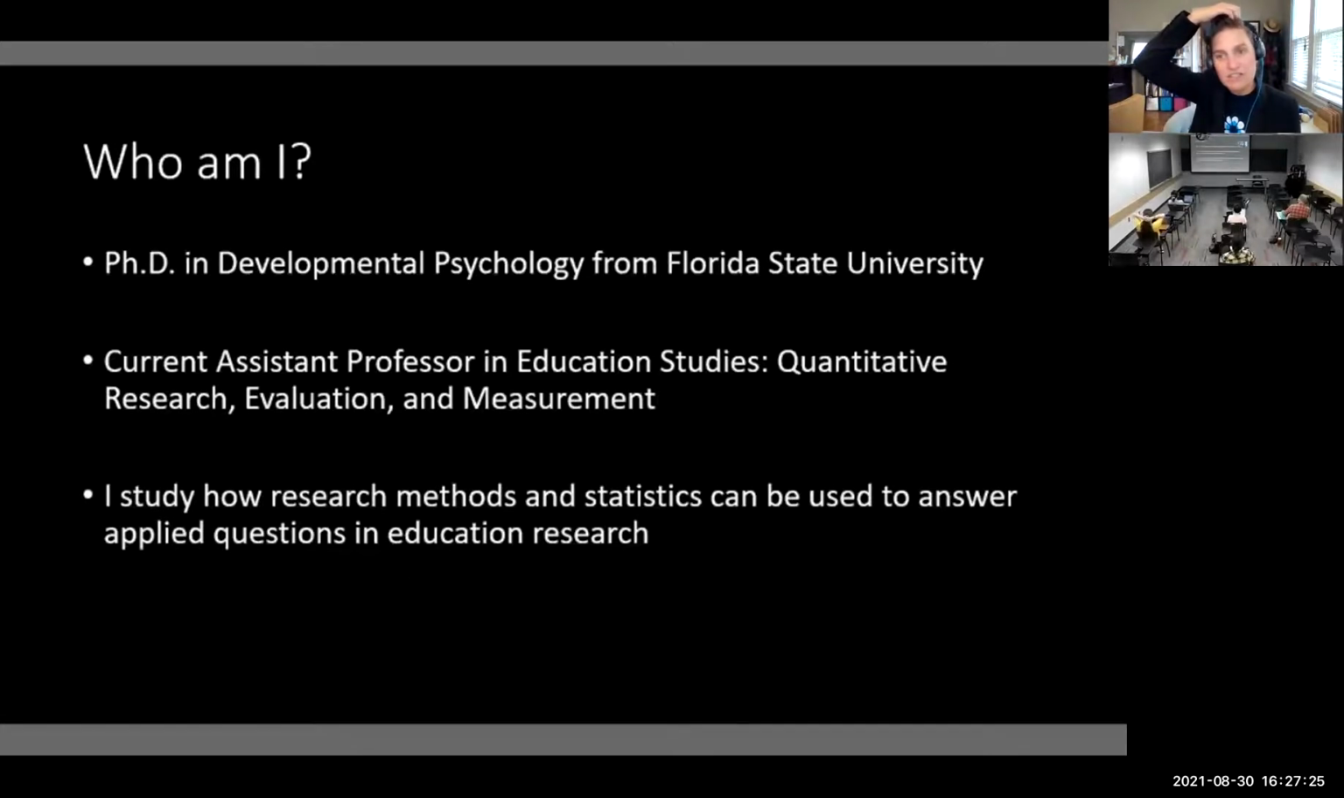So my PhD is in developmental psychology. I got it at Florida State University. And currently I'm working here at Ohio State as an assistant professor. My office is in the Ramsire building in 211. And so is Susan's office, which is very handy. We're right next to each other. Generally, in terms of my research agenda, I study research methods and I study analytics and I study how these are used to answer questions within education research.